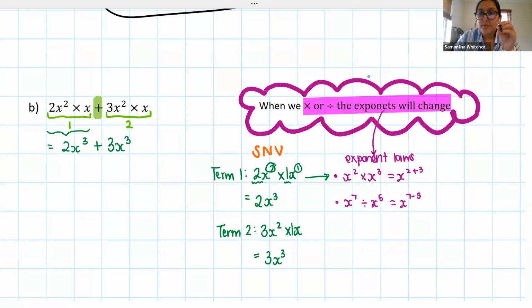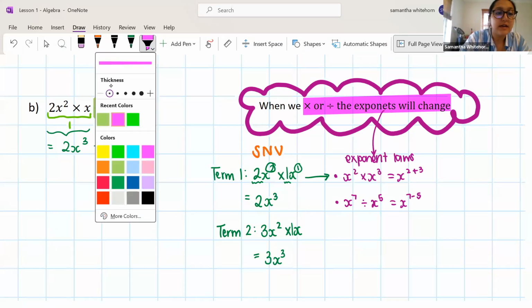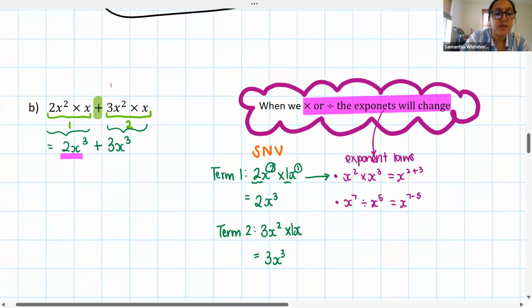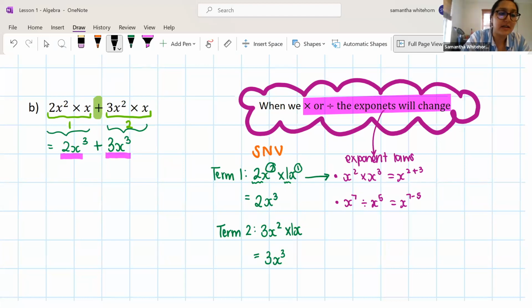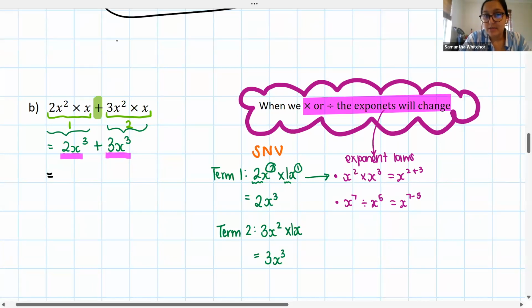So again, when you simplify each term, this is where you're going to be multiplying or dividing or doing an exponent. Always make sure you think back to your exponent laws. And when in doubt, remember S and V. Okay, so now that we've simplified both of these terms, we now move on to step 3, which is look for like terms. Now, guys, we can hopefully see here that I've got the like terms of 2x cubed and 3x cubed. Both of them have an x and a power of 3. So they are, in fact, like terms, which means I can add them together.